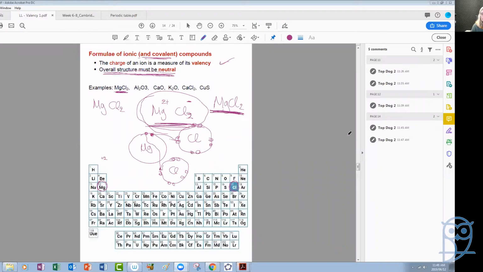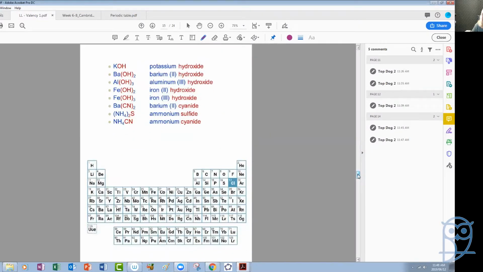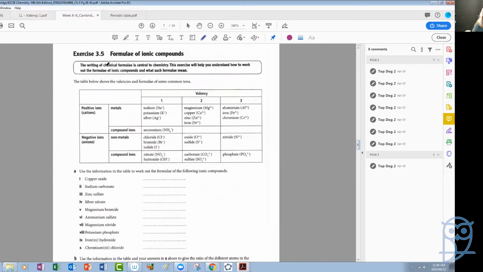Since we're supposed to have the general idea now, let us see some examples. Let's do this exercise, which is from the workbook that accompanies your book. It's on page 34. In this exercise, it says formulae of ionic compounds. The table below shows the valencies and formulae of some common ions. They give us some positive ions and some negative ions. The positive ions, of course, are metals, and they also give us the formulae of some compound ions.